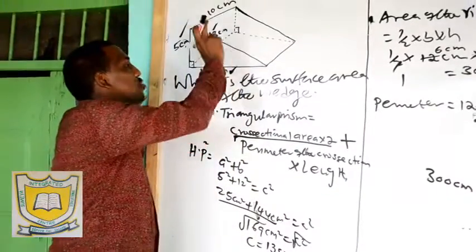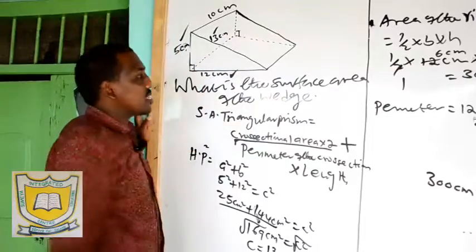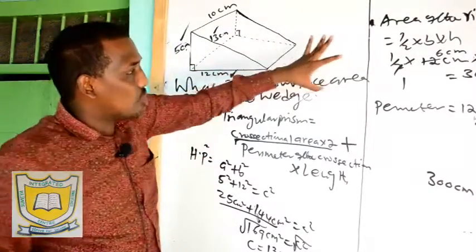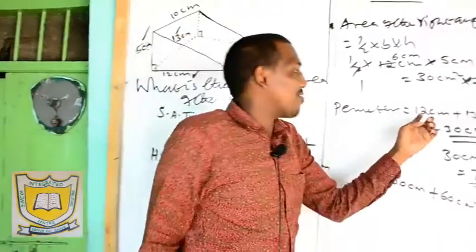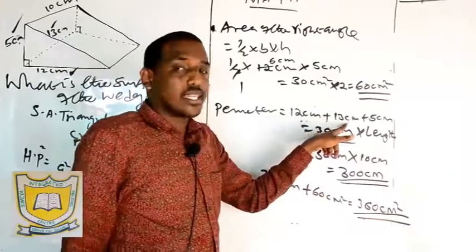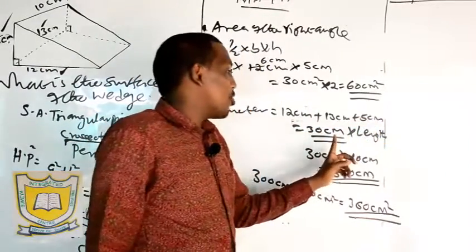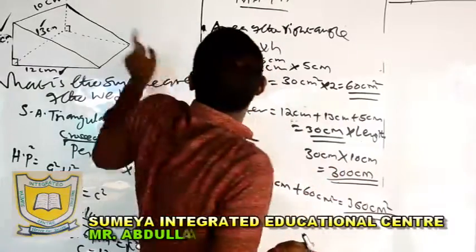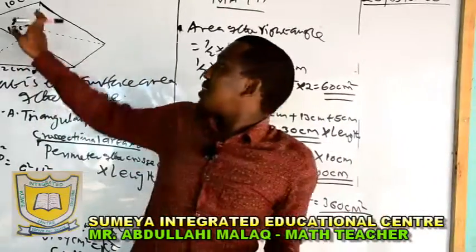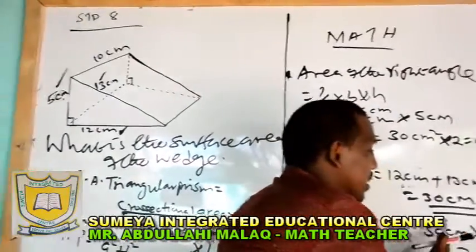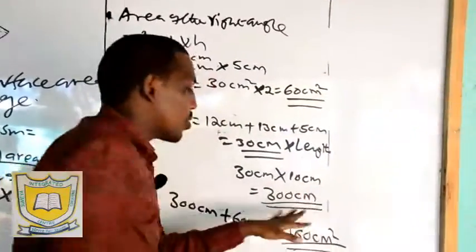So we have 12, 13 and 5 centimeter. How do we get the perimeter now? You add the 3 sides of the right angle triangle. It is here we have added 12 centimeter plus 13 centimeter plus 5 centimeter. You will get 30 centimeter. After getting the perimeter, you multiply it by the length. The length is 10. So 30 centimeter times the length, which is 10, you get 300.